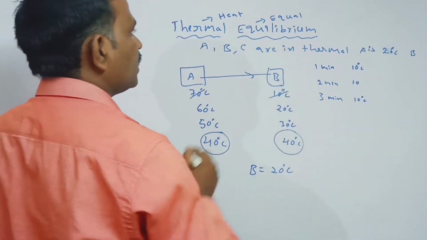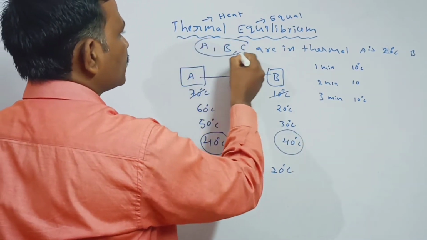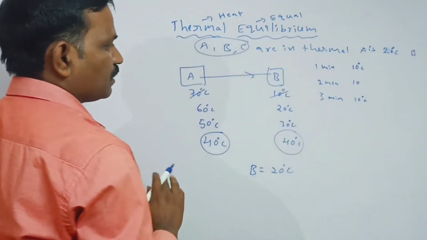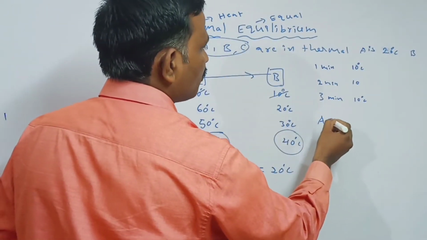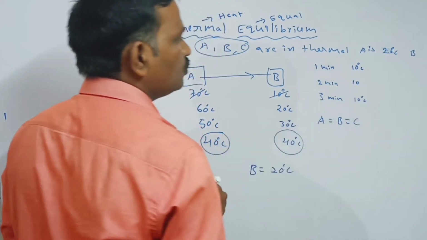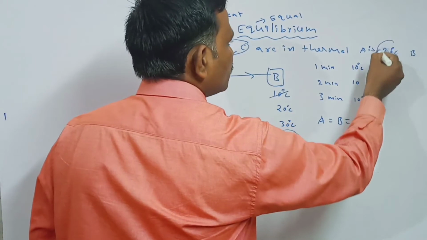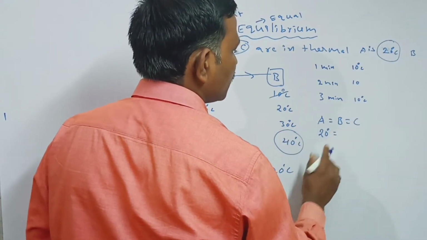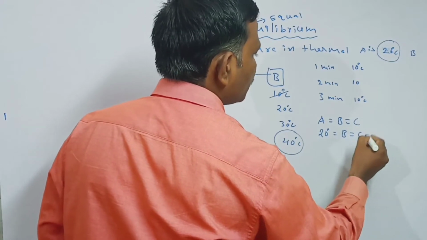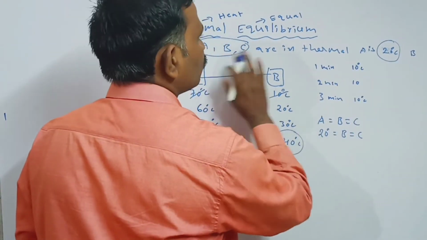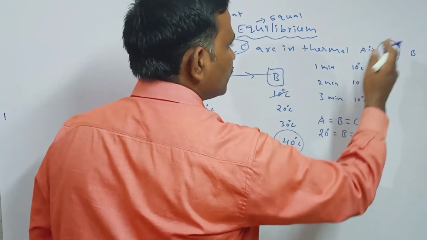The reason is that here the three objects A, B, C are in thermal equilibrium. That means the temperature of A is equal to B and the temperature of B is equal to C. In the problem, if they have given that A's temperature is 20 degrees Celsius, then it is equal to B and that is equal to C. They may ask a question like this: what is the temperature of B or what is the temperature of C?